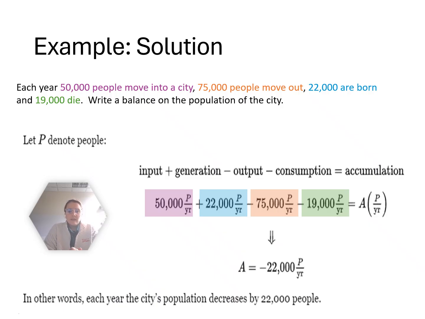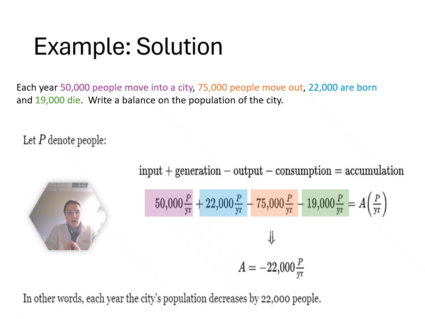So if we're looking at the number of people per year, we can take input plus generation minus output minus consumption equals accumulation and plug in all those numbers to find whether or not we are net gaining people in our city or net losing people in our city. And it turns out in this case, we're actually net loss of a population of 22,000 people per year. So we actually have some loss of population over time.